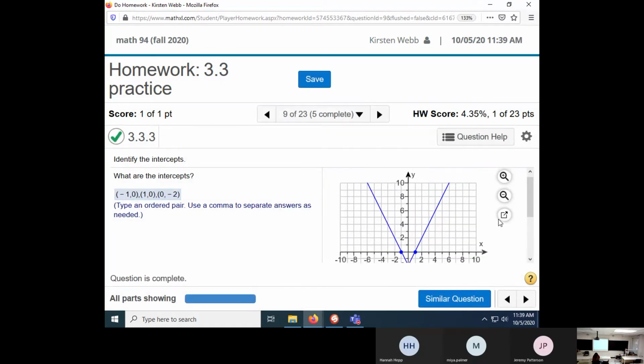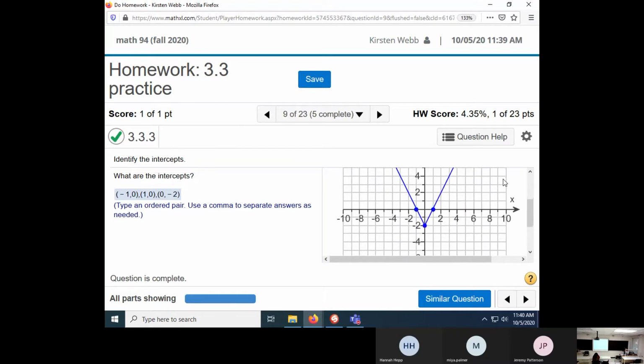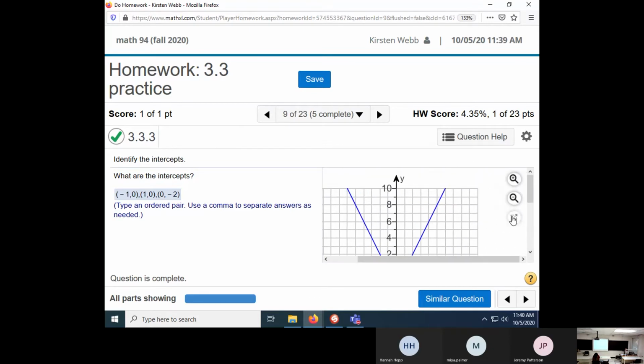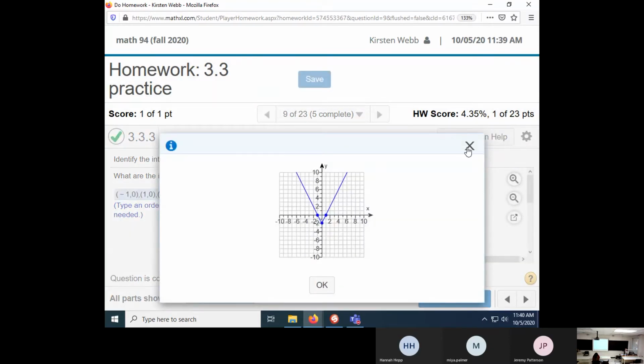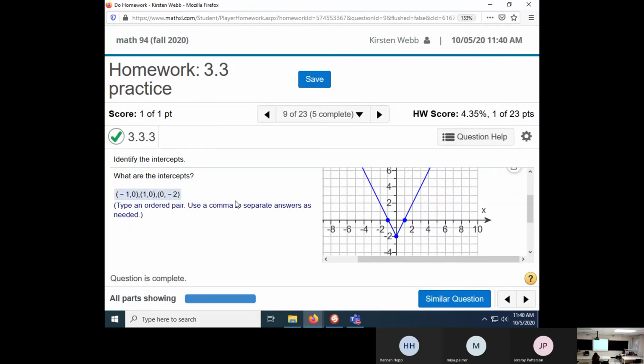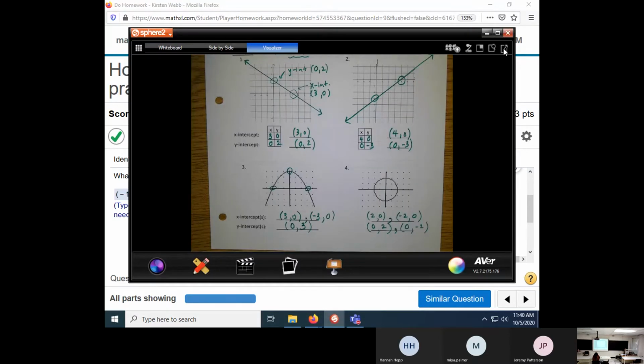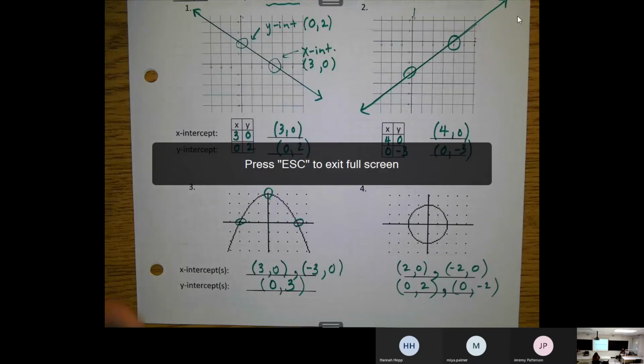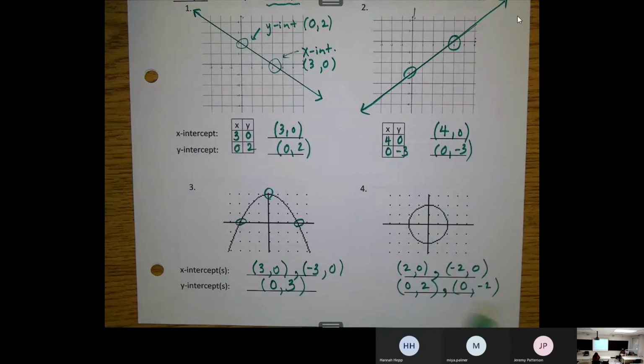Remember, if you need a bigger picture, you can zoom in. You can make it a separate screen. Anything we can help out with there so far? All right. Well, check out all the intercepts we wrote down on the page here. Do you notice what they all have in common?